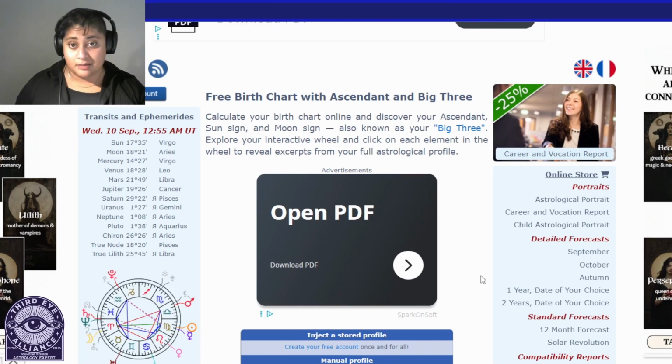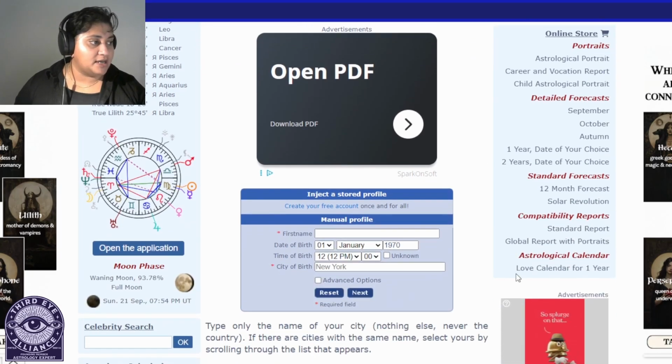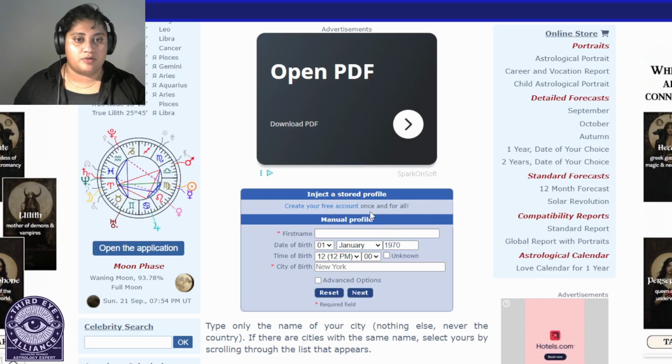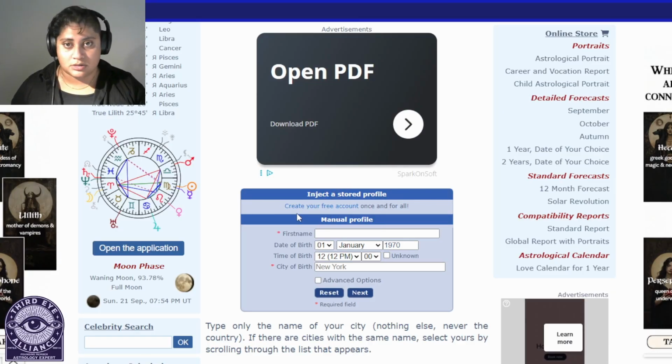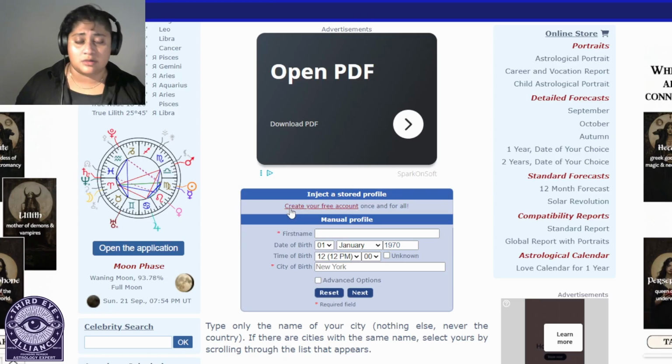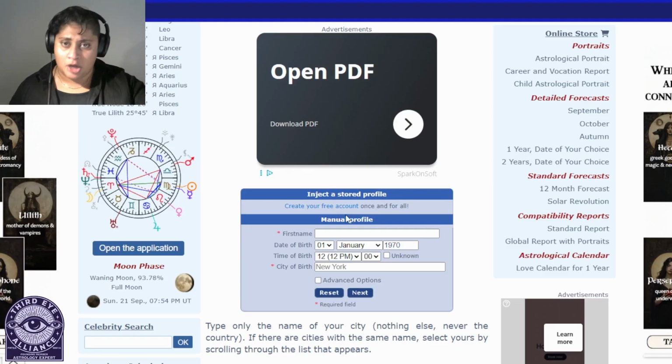So let's say, okay, we want to put in a random chart, right? So now it says inject a stored profile. You can do that once you create an account. So if you create an account, you put your chart in, right? You're able to inject, like, just bring it up, right? It'll be saved, and then you can just bring it up. If you're trying to do synastry or anything like that, compare and contrast charts, you can bring it in, right?